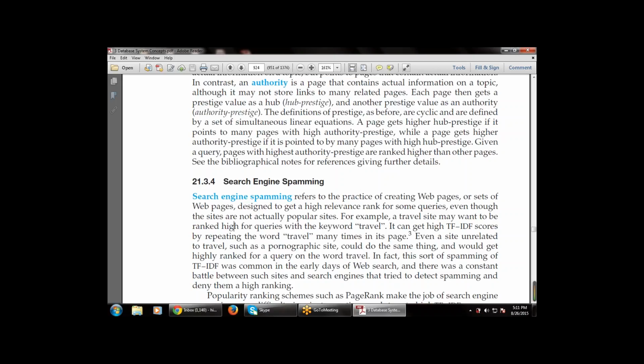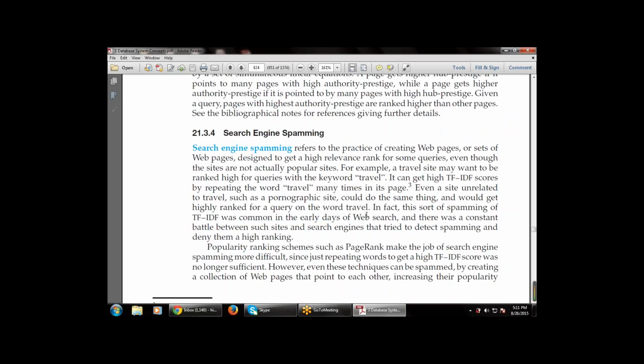For example, a travel site may want to rank high for queries with the keyword travel. It can get a high TF-IDF score by repeating the word travel many times in its page. So the word travel is defined in that page many times in the site.